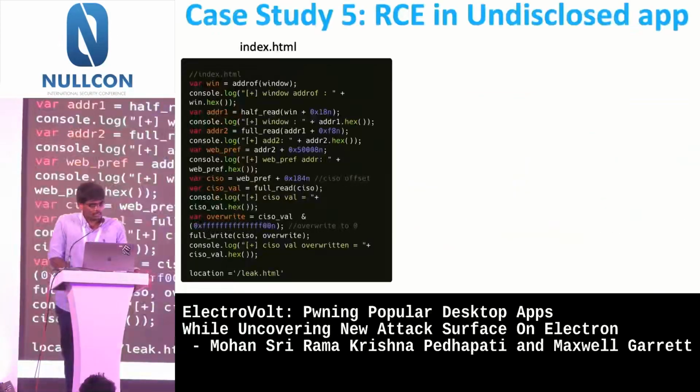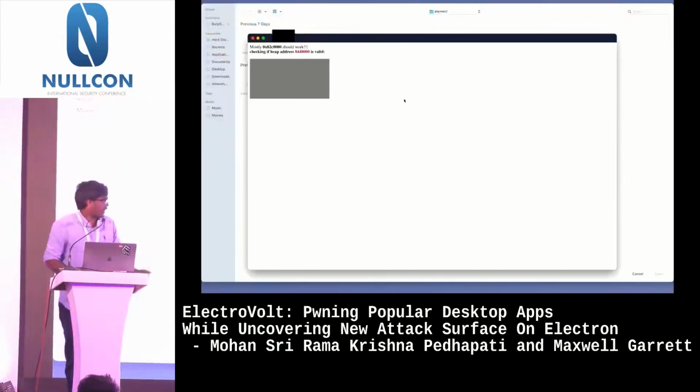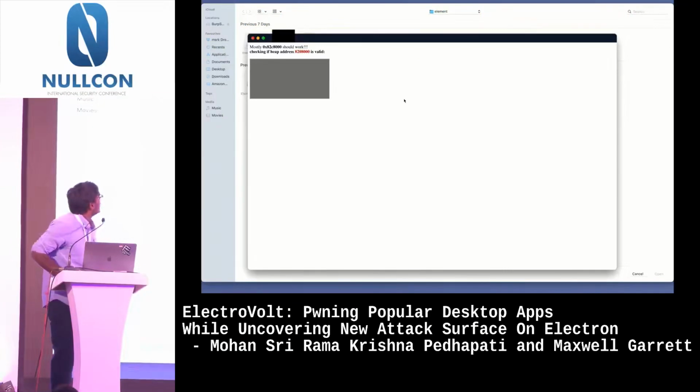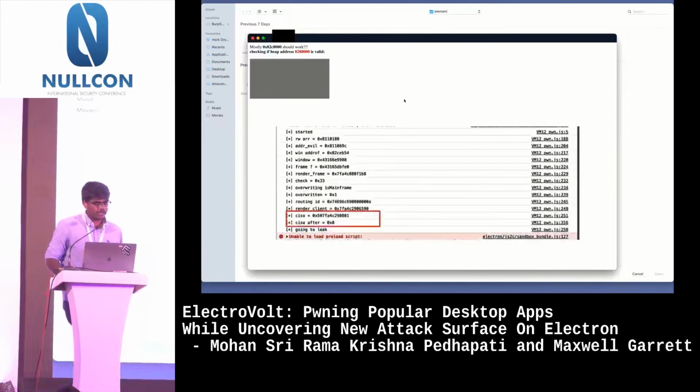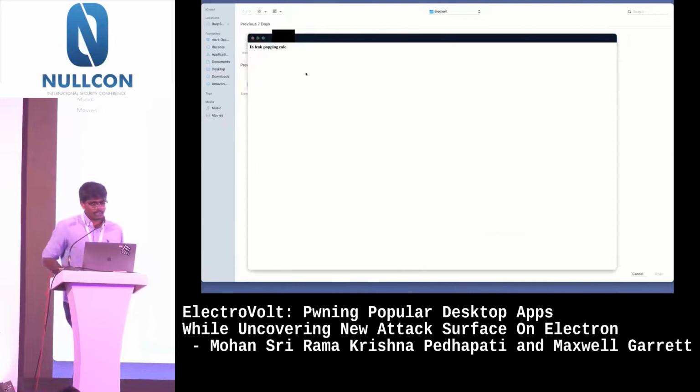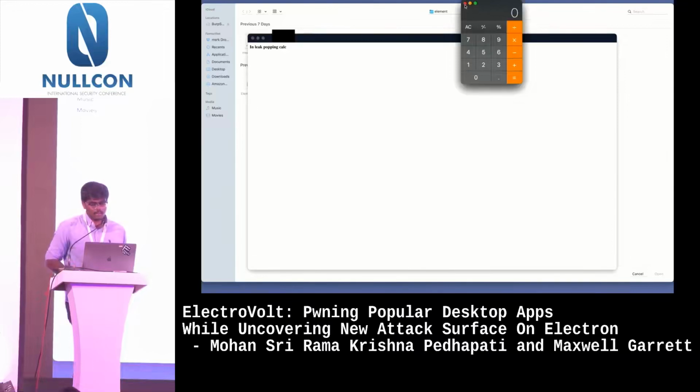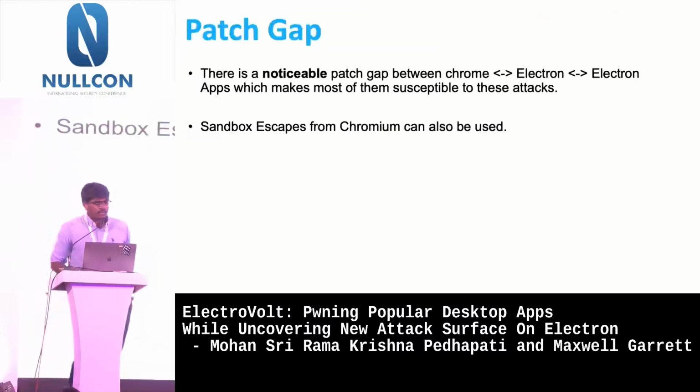So this is the exploit, similar story, and let's see the demo. So it's trying to find the offsets of that web preferences, and after finding the offsets, it will override the context isolation object, and we can pop the calculator. So these are the offsets. You can find full exploits on my blog. So this is about exploitation. Let's see the mitigations for these bugs.